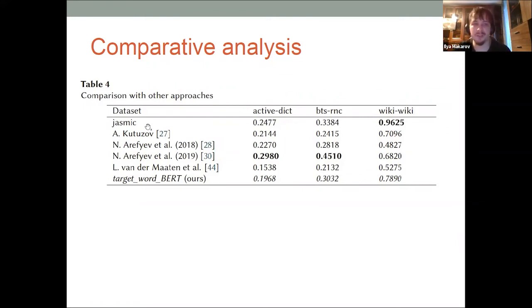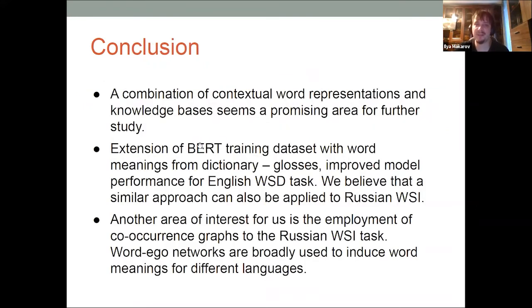So overall, as a conclusion, we show that the combination of contextual word representations and knowledge bases seems a promising area for further study, and the extension of BERT training datasets with word meanings from dictionaries, such as glosses, improved model performance for the English word sense disambiguation task.